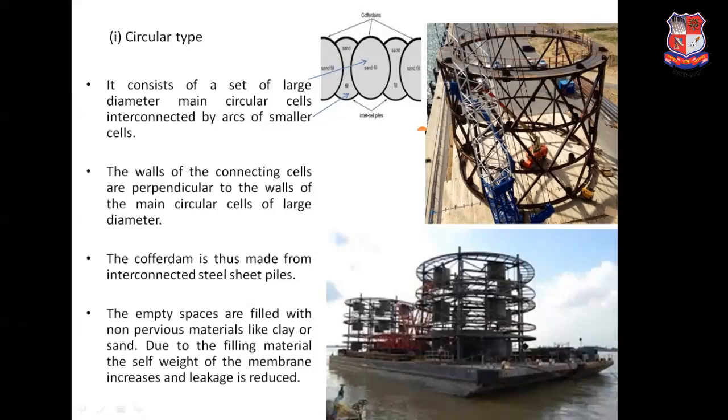The cofferdam is thus made from interconnected steel sheet piles. You can see here in this figure, it is clearly visible that the skeleton of the circular type cofferdam is constructed by interconnected steel sheet piles. The empty spaces are filled with non-pervious materials like clay or sand. Due to the filling material, the self-weight of the membranes increases and leakage reduces.